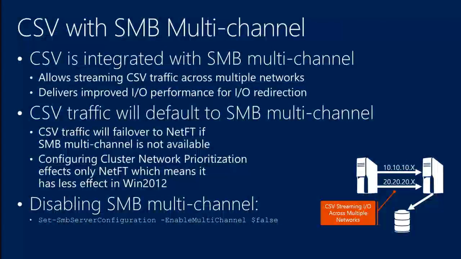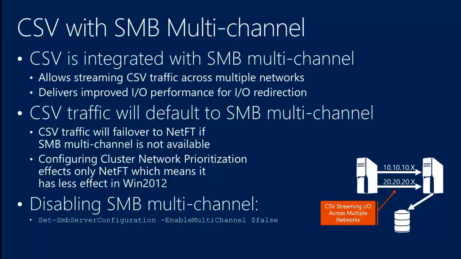All right, so let's talk about multi-channel, CSV multi-channel. CSV is integrated with SMB multi-channel. What that means is that CSV will now stream traffic over multiple interfaces, using them both at the same time, and give you really high bandwidth aggregation across the two.